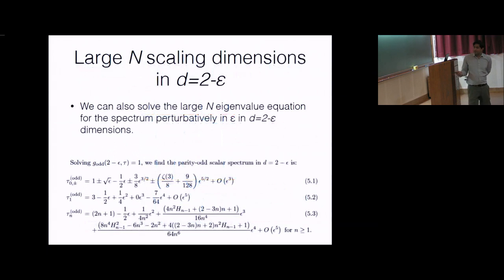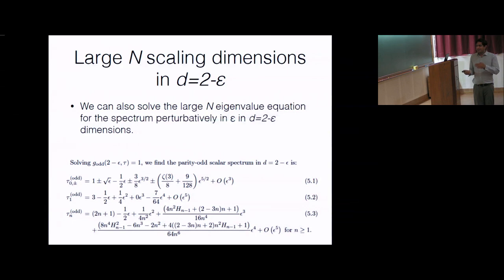You can also solve these. So as I said, because the theory looks free near d equals 2 and 6, you can solve this. You can solve the same equation g equals 1 just perturbatively in epsilon around d equals 2. This is still a large N calculation. It's just solving the saddle point, not numerically, but as a power series in epsilon. Okay, and so this is what the spectrum of the 2 minus epsilon dimensional theory looks like to the first few powers in epsilon.